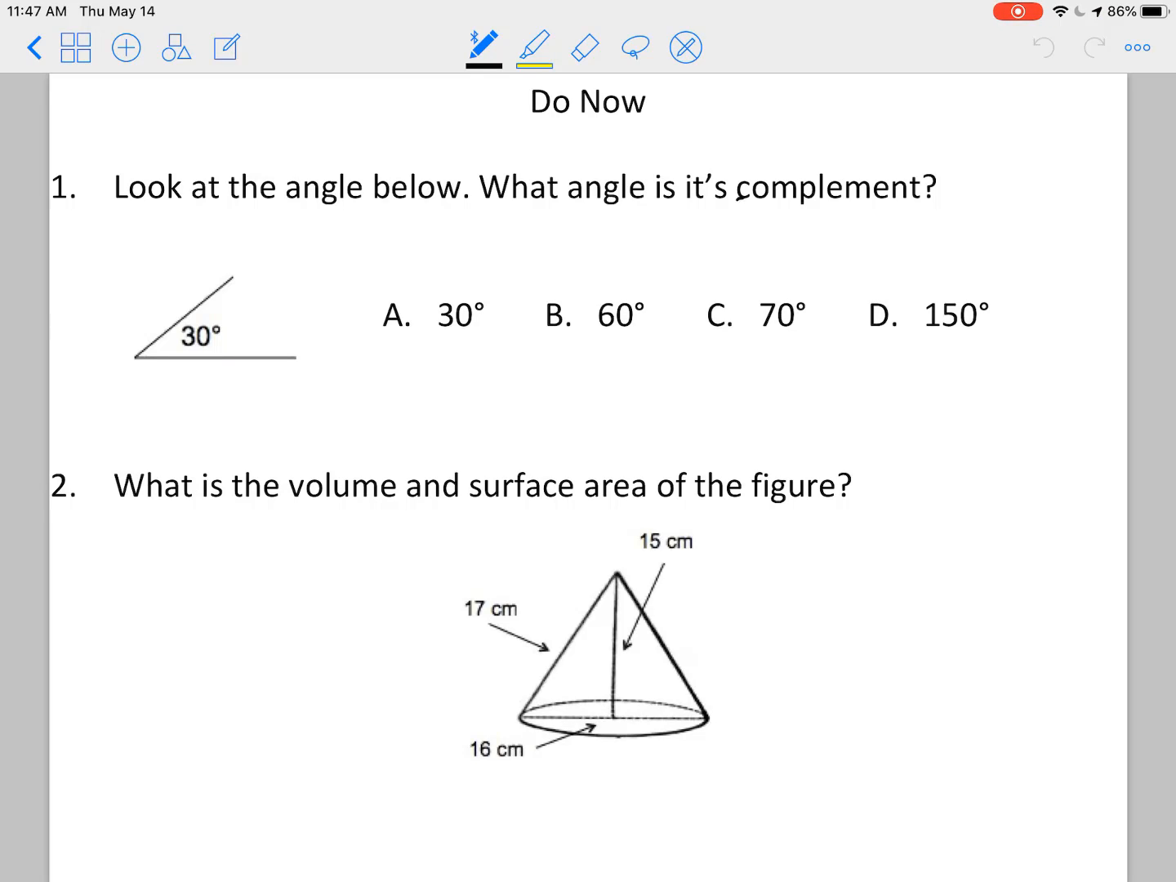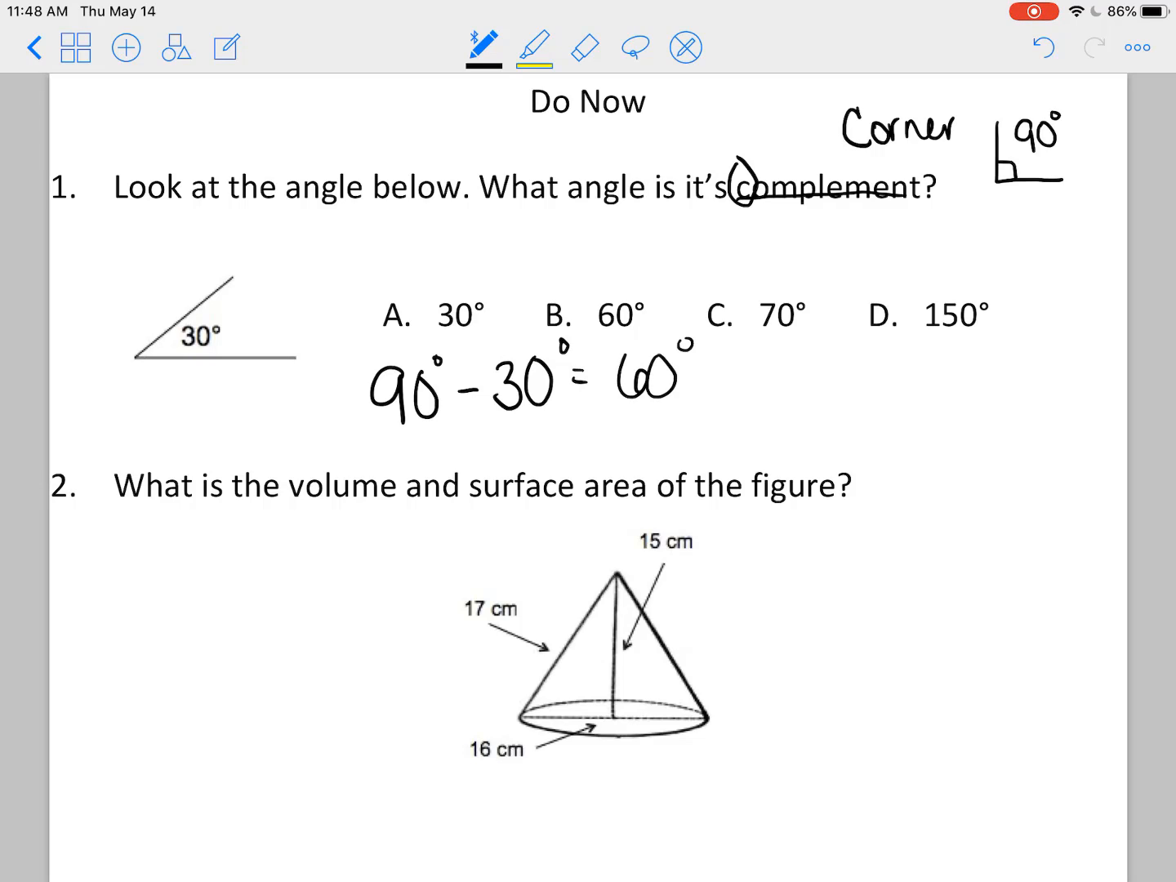Look at the angle below. What angle is its complement? So remember that complement begins with the letter C, as does the word corner. A corner is a 90-degree angle. So whatever angle is complementary to this 30-degree angle, the angle needs to have a sum of 90 degrees along with 30 degrees. So we're going to take our 90, since that's our goal, and we're going to take away the 30 that we already have, and we're left with 60 degrees. So our answer is B.